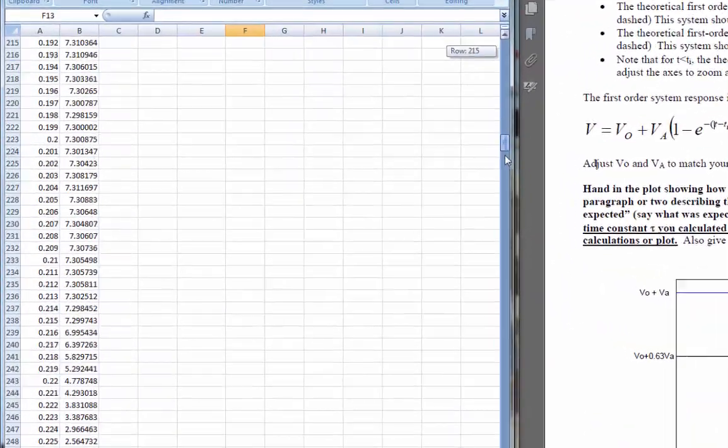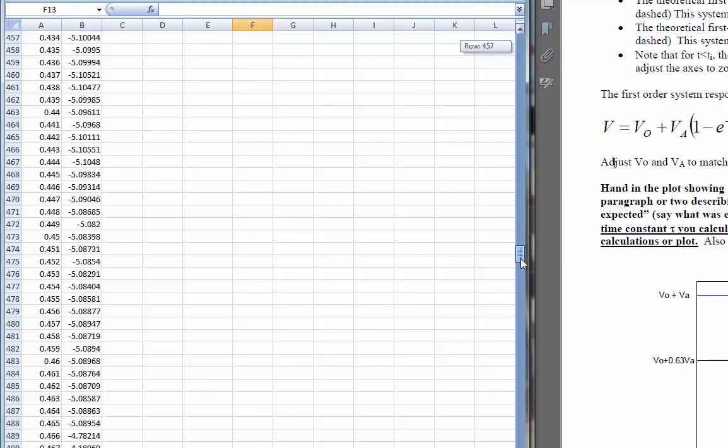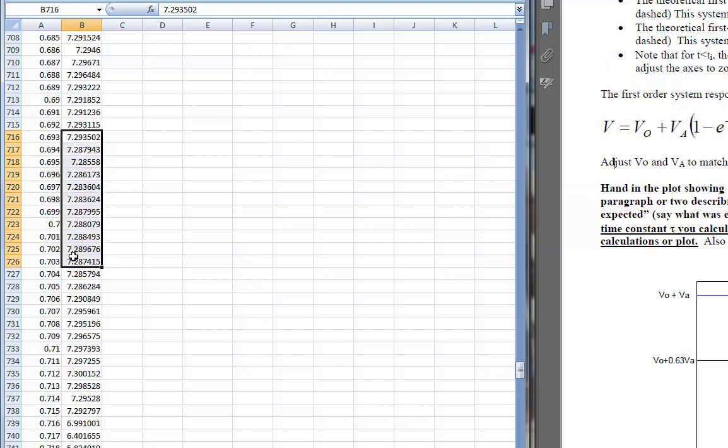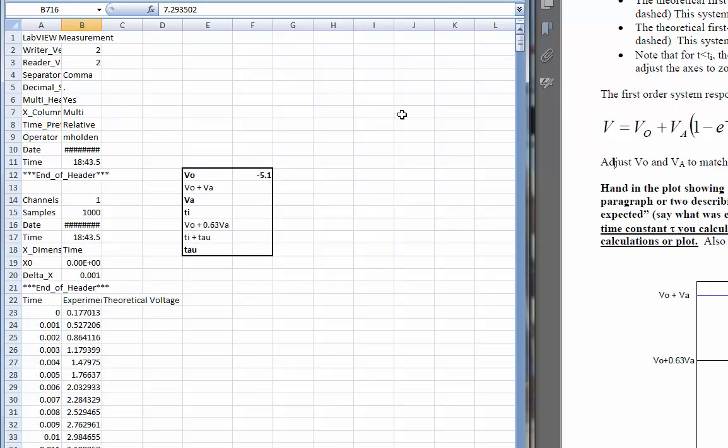So I'm going to scroll down again. There's all my minus 5s. Here's where the voltage is rising. It's rising up to in the 7s here. Somewhere it'll start to go back down again. So yes, here it's going back down. So somewhere in this range, it's the high voltage that I'm looking for. So 7.29, 7.288, something like that. Let's call it 7.288 volts. You could again average those if you wanted to take something.